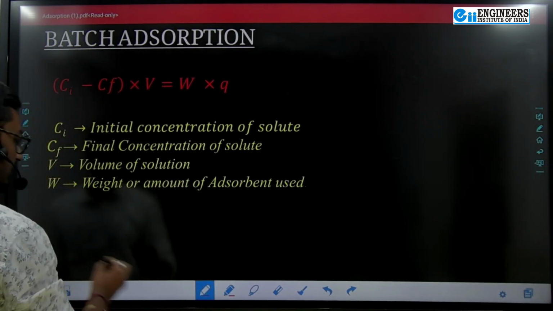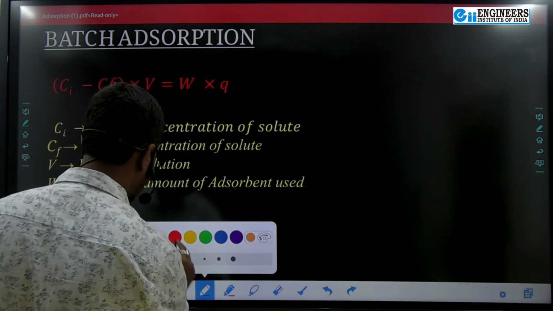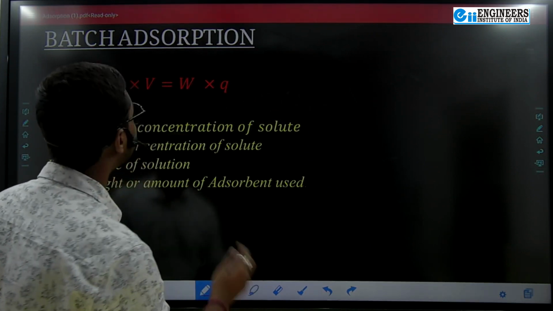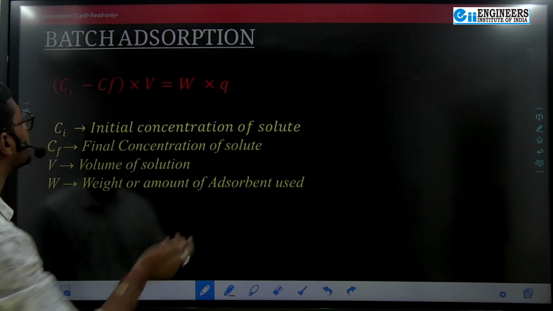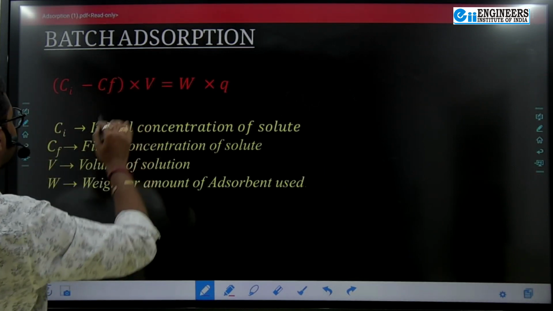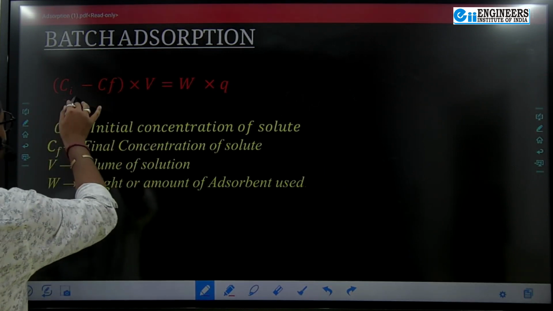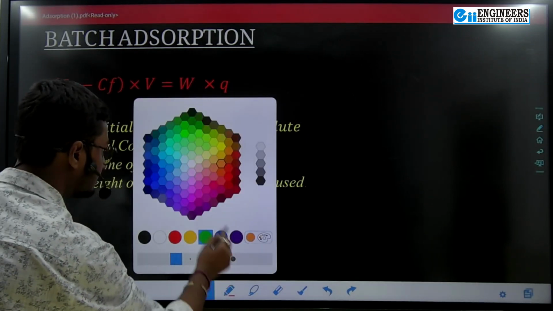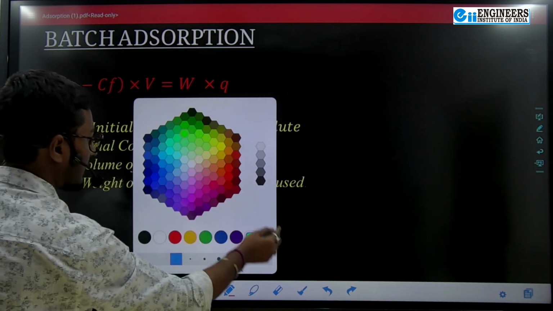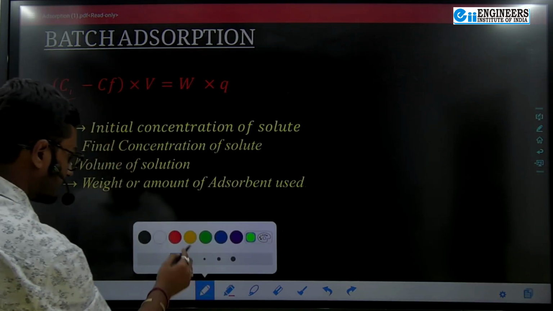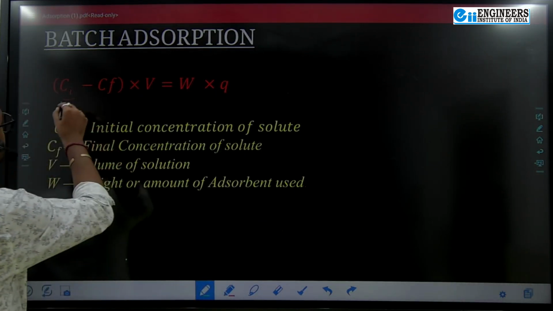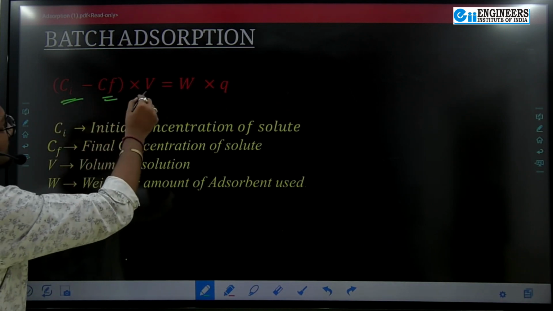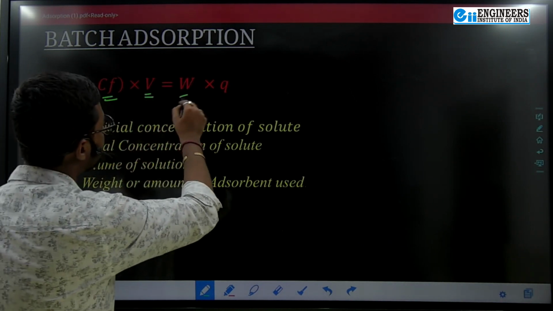This is a very important topic from our GATE exam point of view, as questions from this have been asked many times. So this is batch adsorption. What is batch adsorption? It is Ci minus Cf, into volume, is equal to W into Q.